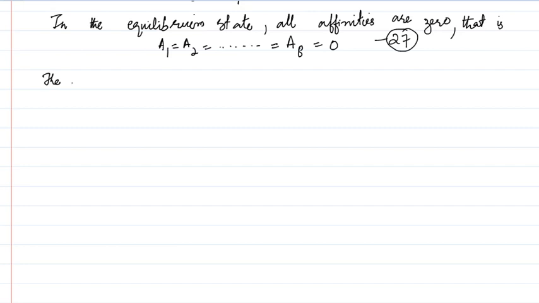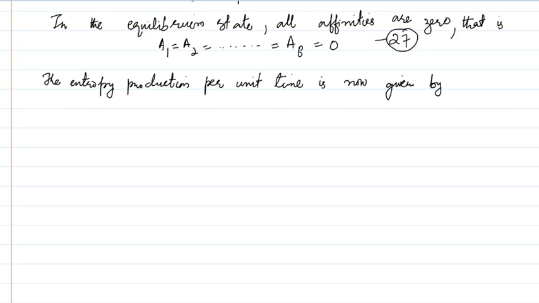So the entropy production per unit time is now simply given by, that means you can simply write dS upon dt will be equal to 1 upon T summation ρ A ρ ν ρ greater than 0. This is 28.